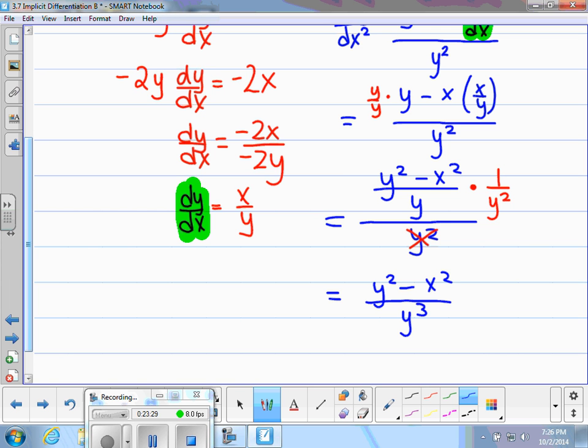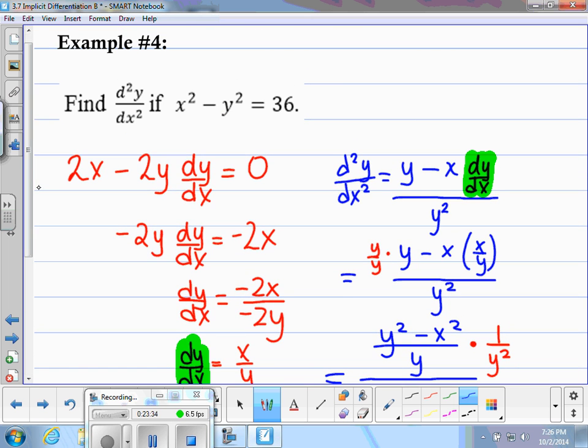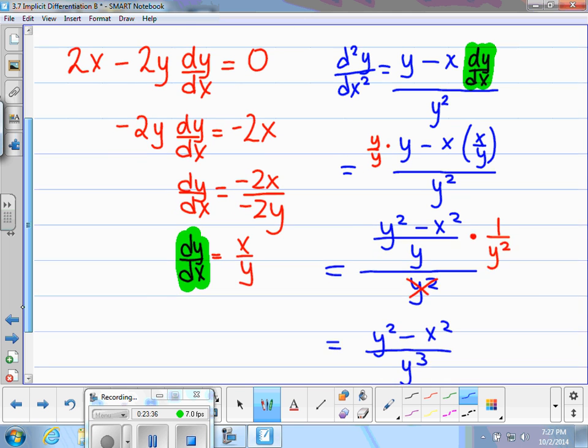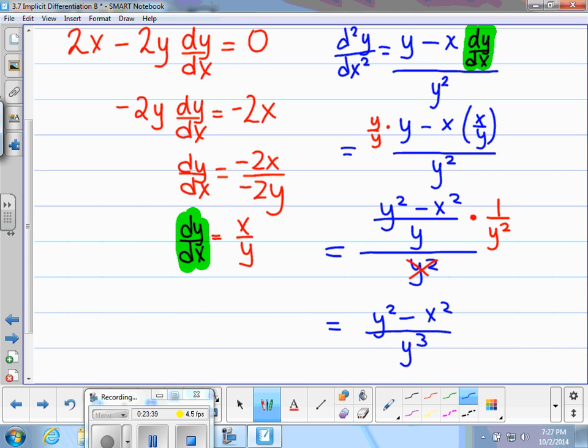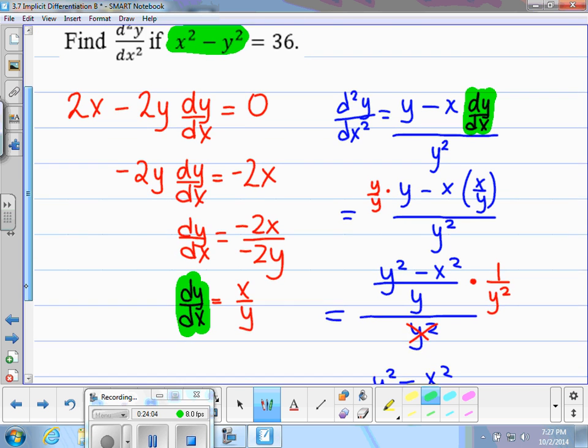Now that y squared minus x squared, that kind of looks familiar. Let me look at the top. Oh, it was x squared minus y squared. And so it's kind of reversed. Okay, no big deal. The power of math will help me make that numerator look like the equation we started with, and there's a reason for that. I want it to look like this because x squared minus y squared is equal to 36. So if I can find in my answer x squared minus y squared, I can replace it with 36. I can substitute.